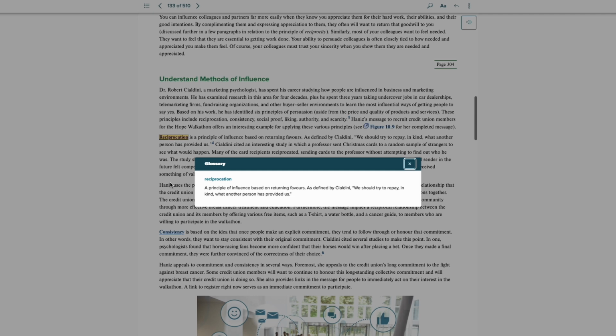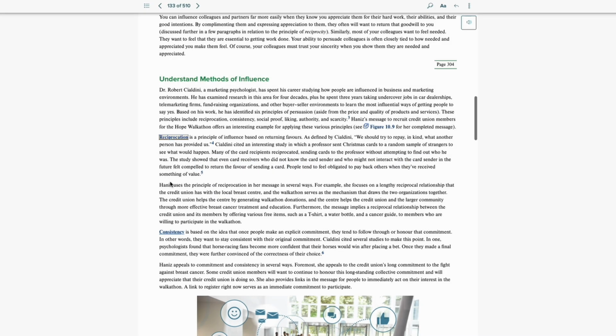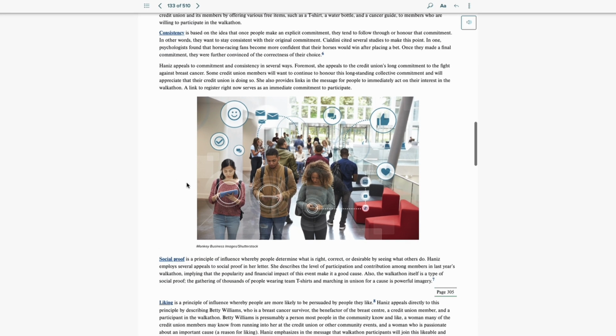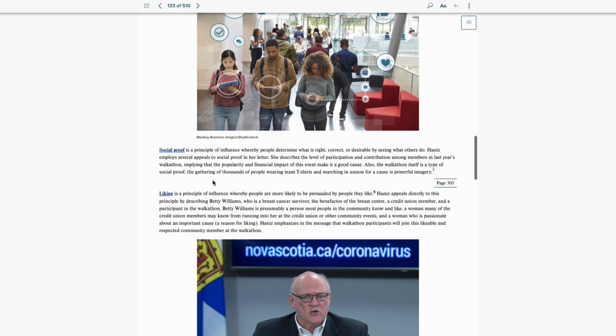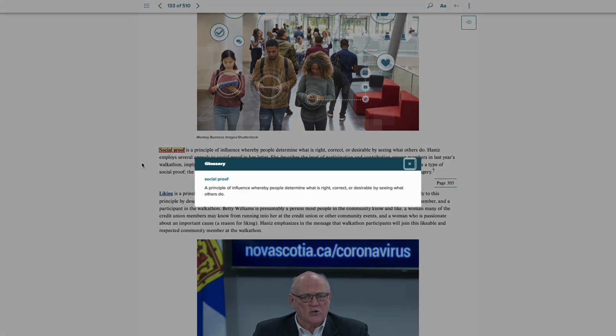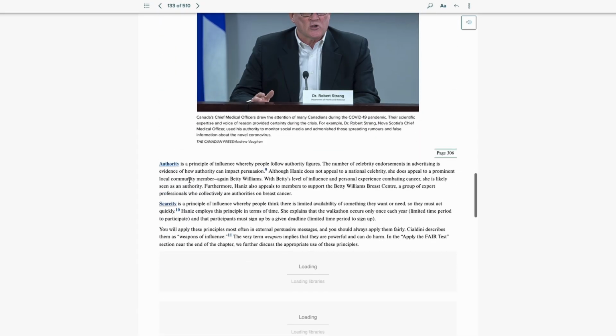In the printed version of the textbook, it'll probably just be bolded and there'll be a glossary somewhere else. But if these words are bolded, it means they're important. Again, take a look at images when they're relevant. If they're not, skip over them. Look at anything that has a definition, read through that.